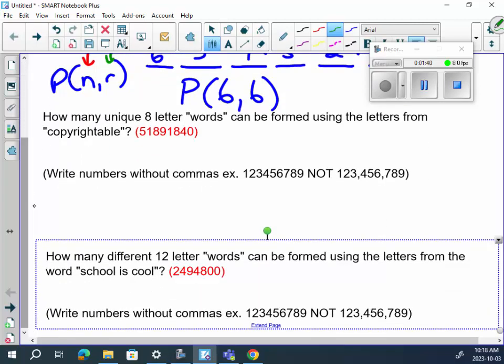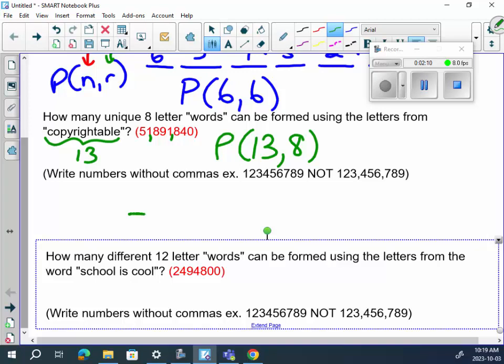So continuing on, based on what we just said, this question actually looks pretty similar. We have 8-letter words we're trying to get. From copyrightable though, there are 13 letters available to me. So based on what we just said, it's a permutation with 13 elements, 8 of which I want. And so hopefully that works out to that, whatever number that is, 51 million number. If you don't remember that or don't recognize that, that's perfectly fine.